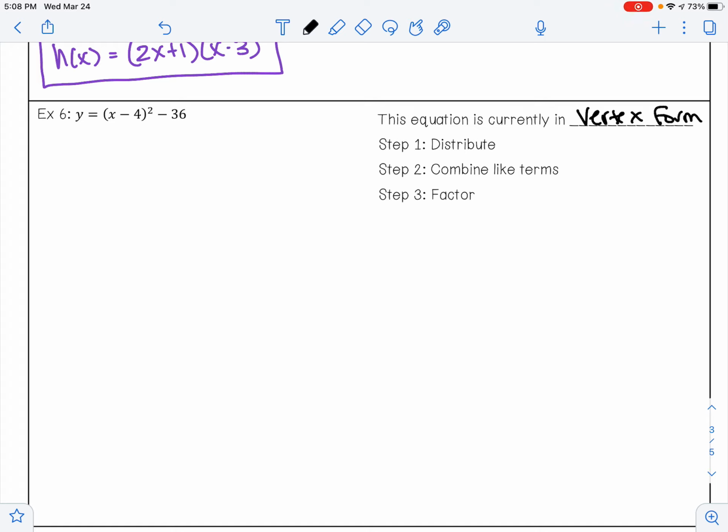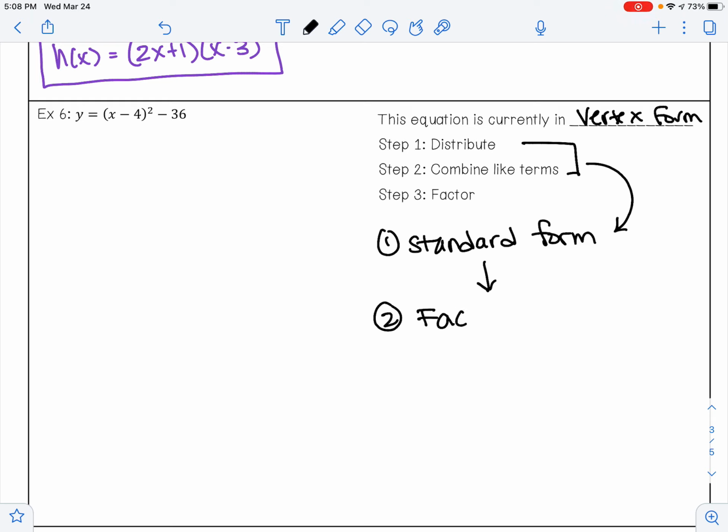Steps 1 and 2 are the steps to get it in standard form. So you want to go to standard form first. And then once you're in standard form, you're going to factor to get it into factored form. So my first step to get this equation in standard form is to multiply x minus 4 squared.